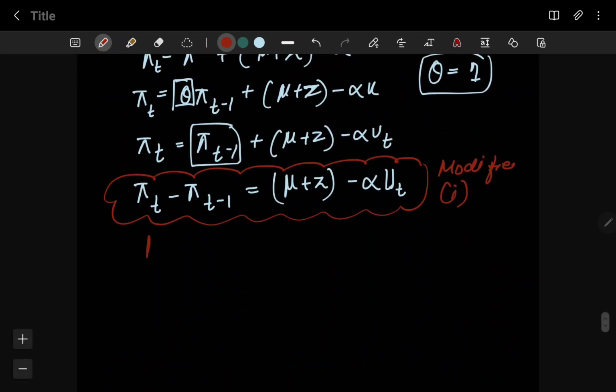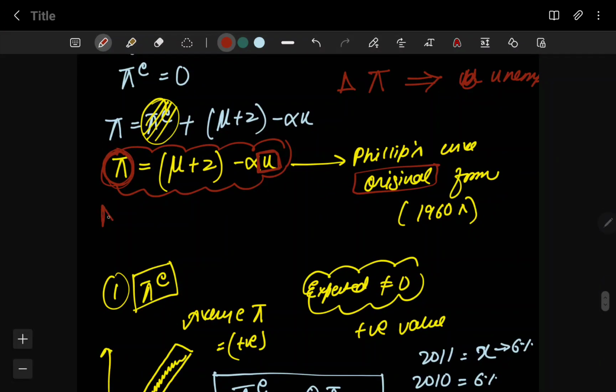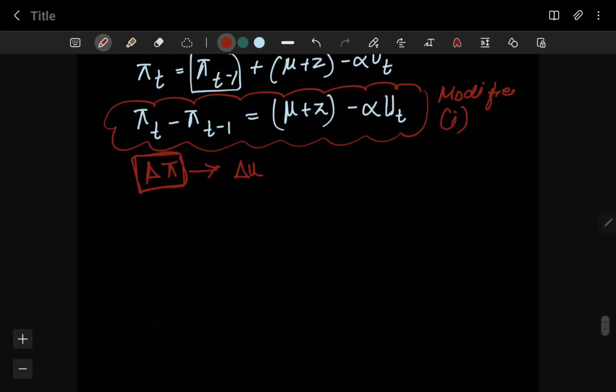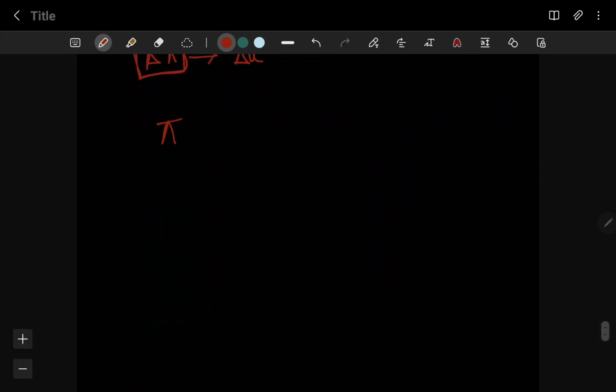But now we have a change in inflation that can only be due to a change in your unemployment rate. This was change in inflation and this was simply your inflation. Now what is the difference between change in inflation and inflation? This is your inflation, pi t, and this is change in inflation, pi t minus pi t minus 1. It is inflation of year 22, and this is the change in inflation that happened between year 22 and 21. So definitely there has to be some difference.